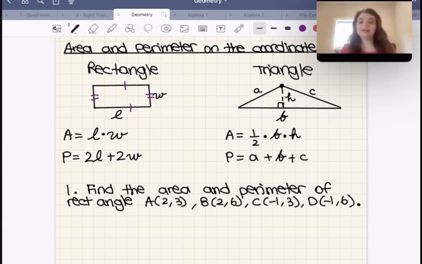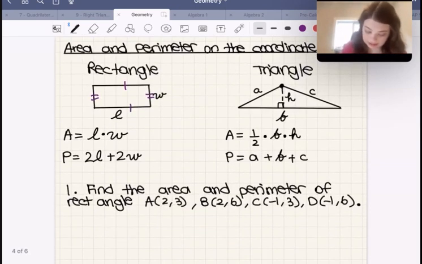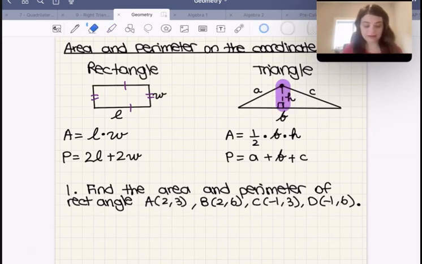So let's say we're going to look at B as the base here. That means that the height is this distance right here that I'm going to highlight, right? It's not actually one of the side lengths in this case.